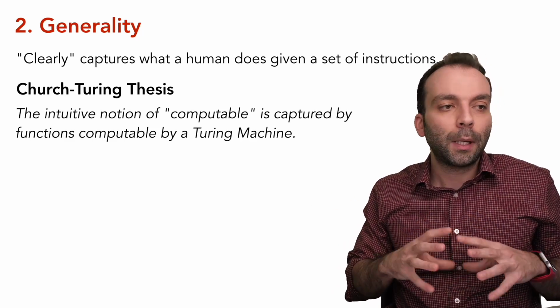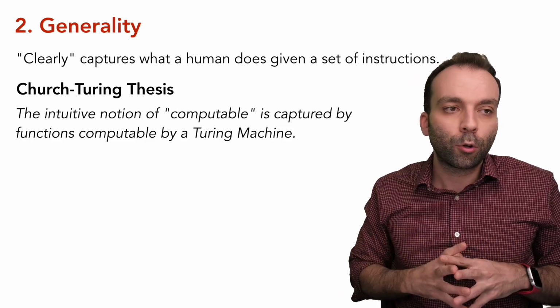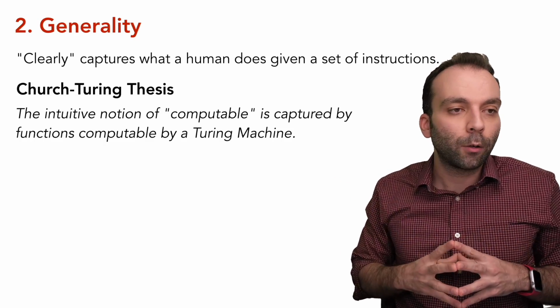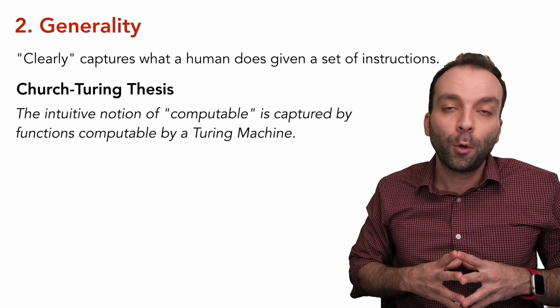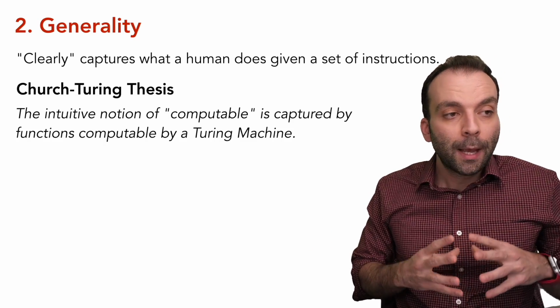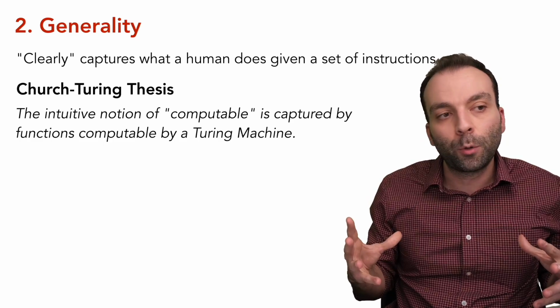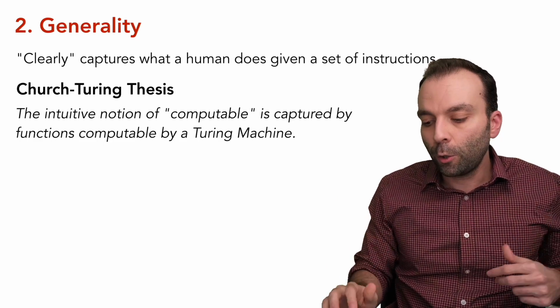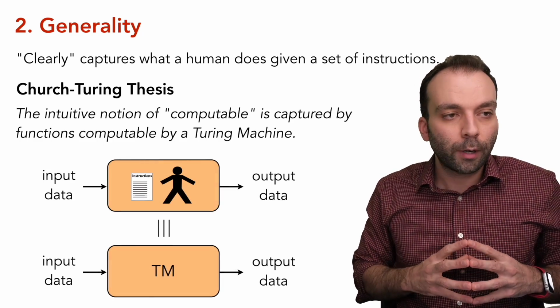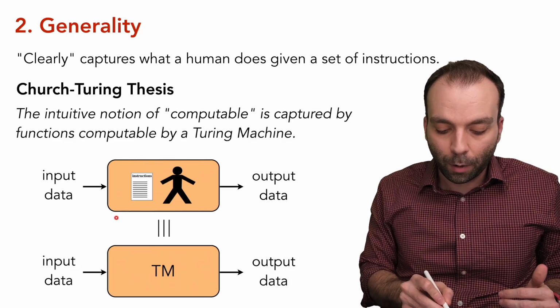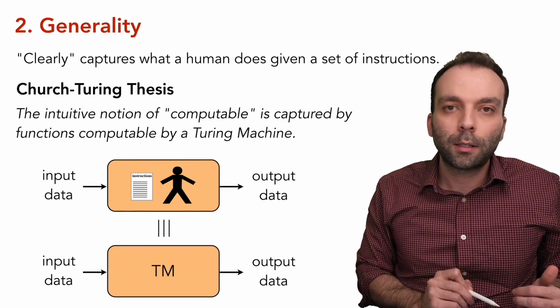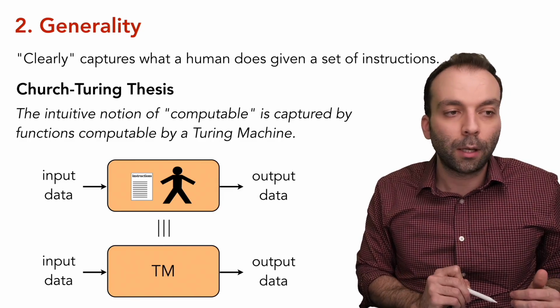There are various ways to phrase the Church-Turing thesis, but one way is like this. The intuitive notion of computable is captured by functions computable by a Turing machine. And here, the intuitive notion of computable is what humans do when they're computing, right? So basically, the Church-Turing thesis says that this process here can be modeled by a Turing machine.